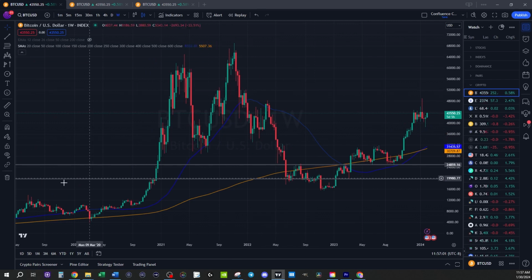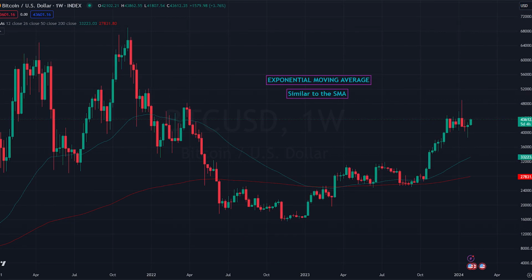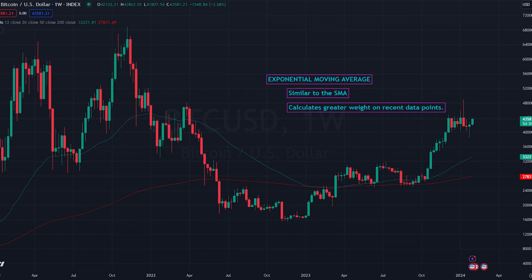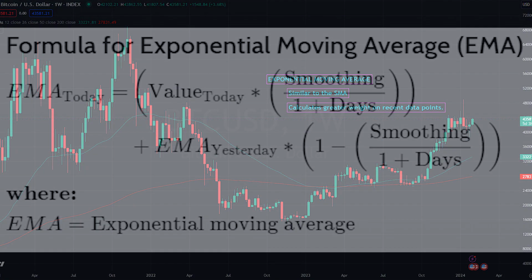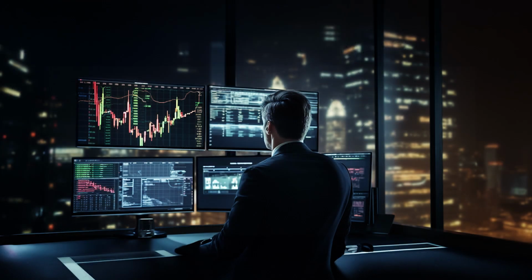So, on to the one that I do use. It's the exponential moving average, or EMA. The EMA is similar to the SMA in its function, but its calculation puts greater value into the most recent data points, which gives us an indicator more sensitive to price action, so it reacts faster than the SMA to rapid price swings. And for that reason, the EMA is usually the preferred moving average for most traders.